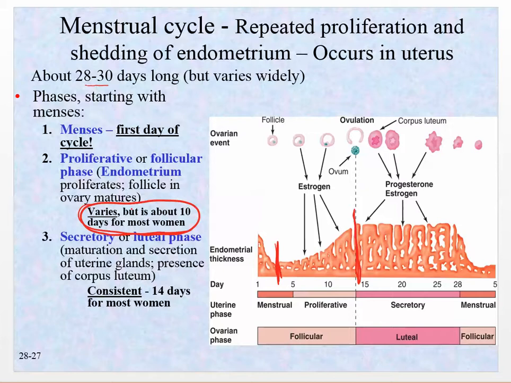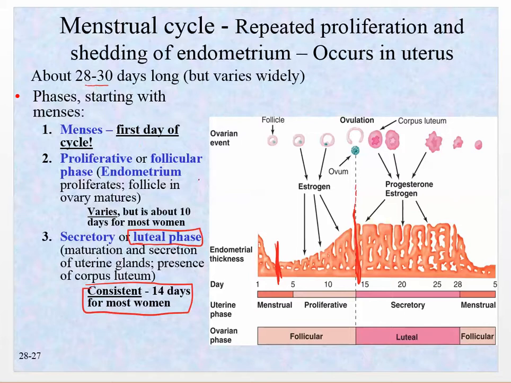So then you have ovulation, and you begin the secretory phase, or sometimes called the luteal. Well, the luteal phase is what's actually going on in the ovaries. So the secretory phase coincides with the luteal phase of the ovary. That lasts about 14 days, and that's pretty consistent for most women. So the proliferative phase can vary a little bit. It's about 10 days, but the secretory phase tends to be pretty consistent. That's right at 2 weeks.